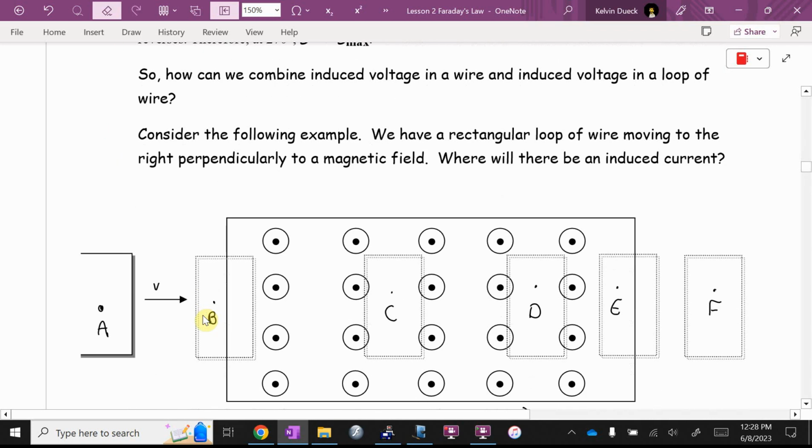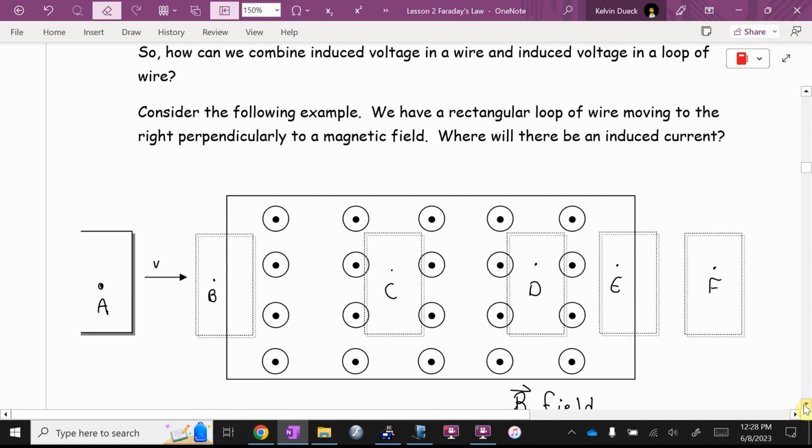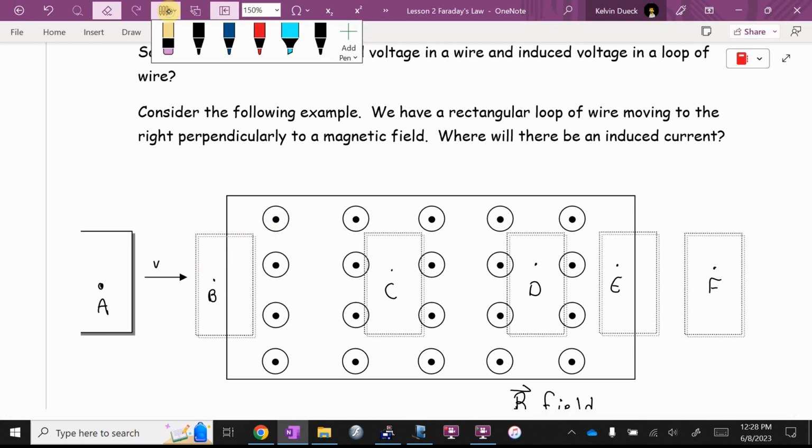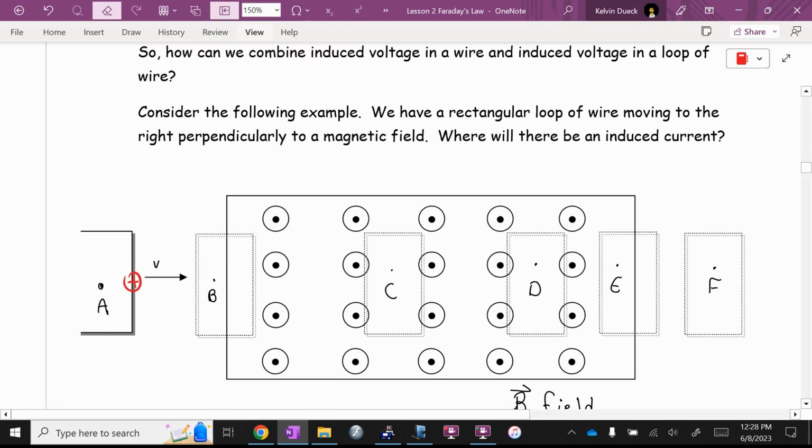So here was the first thought that Faraday had. Consider the following example. We have a rectangular loop of wire moving to the right, and it's moving perpendicularly to the magnetic field. I took about an hour to make up this diagram. What do those dots mean? The magnetic field is out of the page. And I'd like you to look at a charge right there.